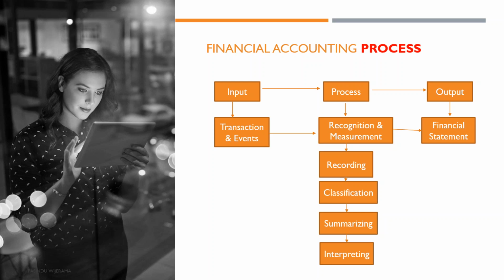Okay, once we recognize it, we measure it. How to measure it? That is measurement. For example, the owner's personal electricity bill incurred by the business is rupees 10,000. How much do you record? 10,000. That is recognition and measurement, the first function in accounting. First recognize what exactly the transaction is, and then you measure it.